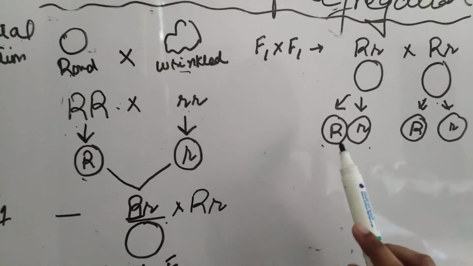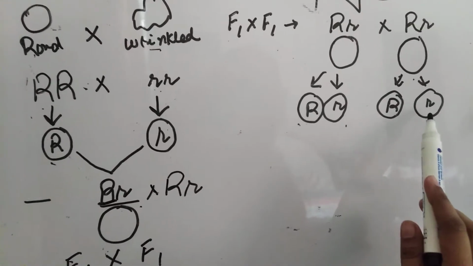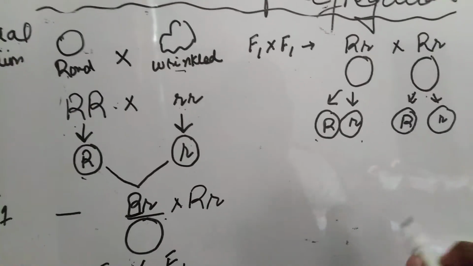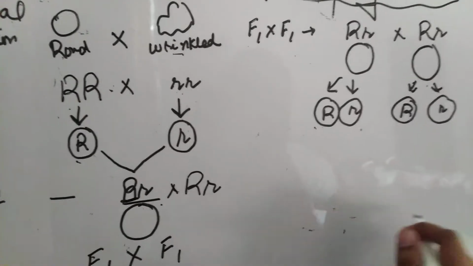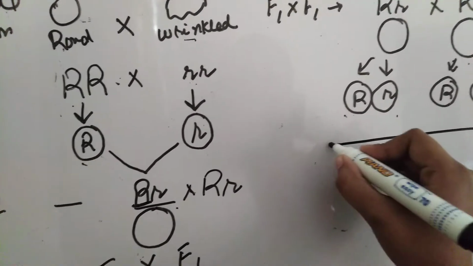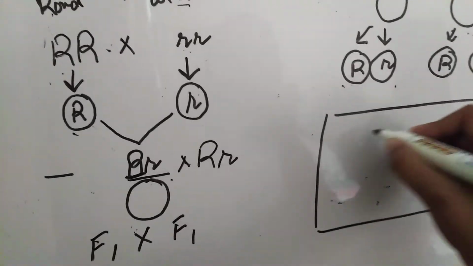Only one type of gamete is formed in the parental generation, but two types of gametes are formed by the F1 generation, capital R and small r. To generate its offspring or possible phenotypes, we have to draw a Punnett square.